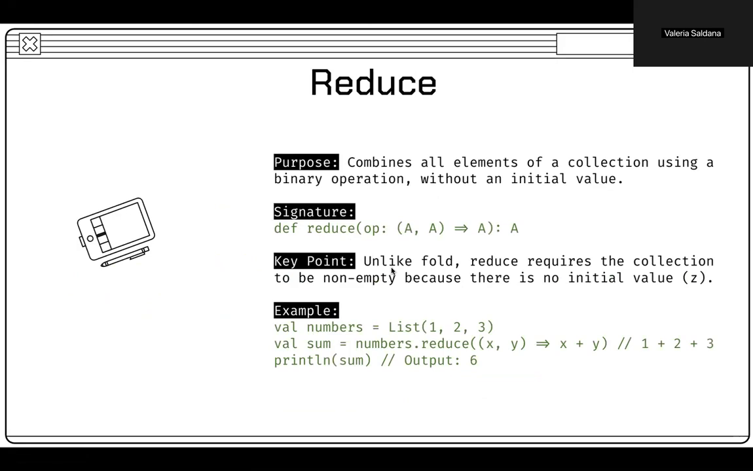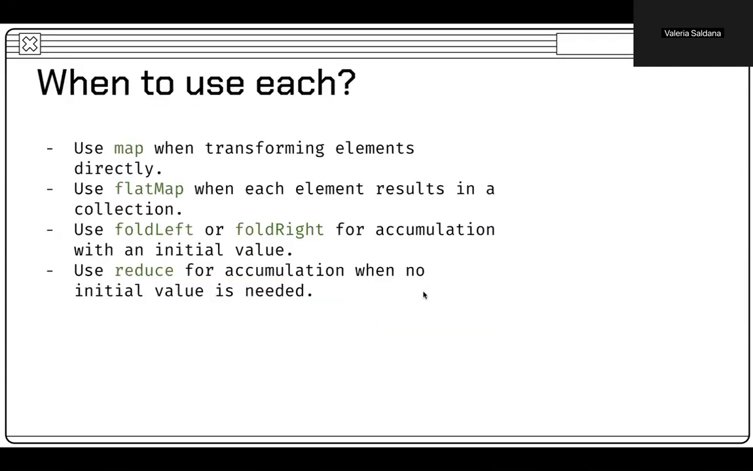Reduce is pretty similar to folds, but doesn't require an initial value. It directly combines elements of a collection using a binary operation. However, it assumes a collection isn't empty. So when should we use each one of these? Map should be used when transforming elements directly, and flat map when each element results in a collection. Fold left or fold right for accumulation with an initial value, and reduce for accumulation when no initial value is needed.